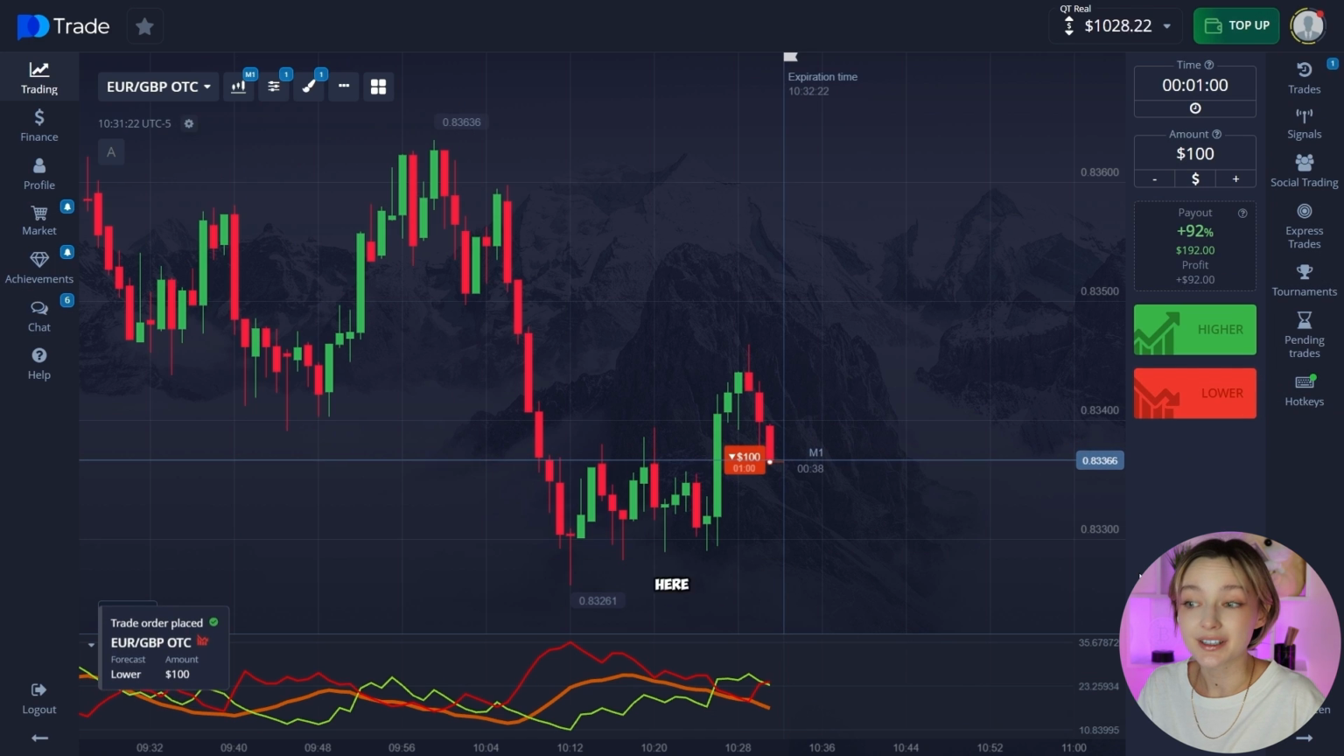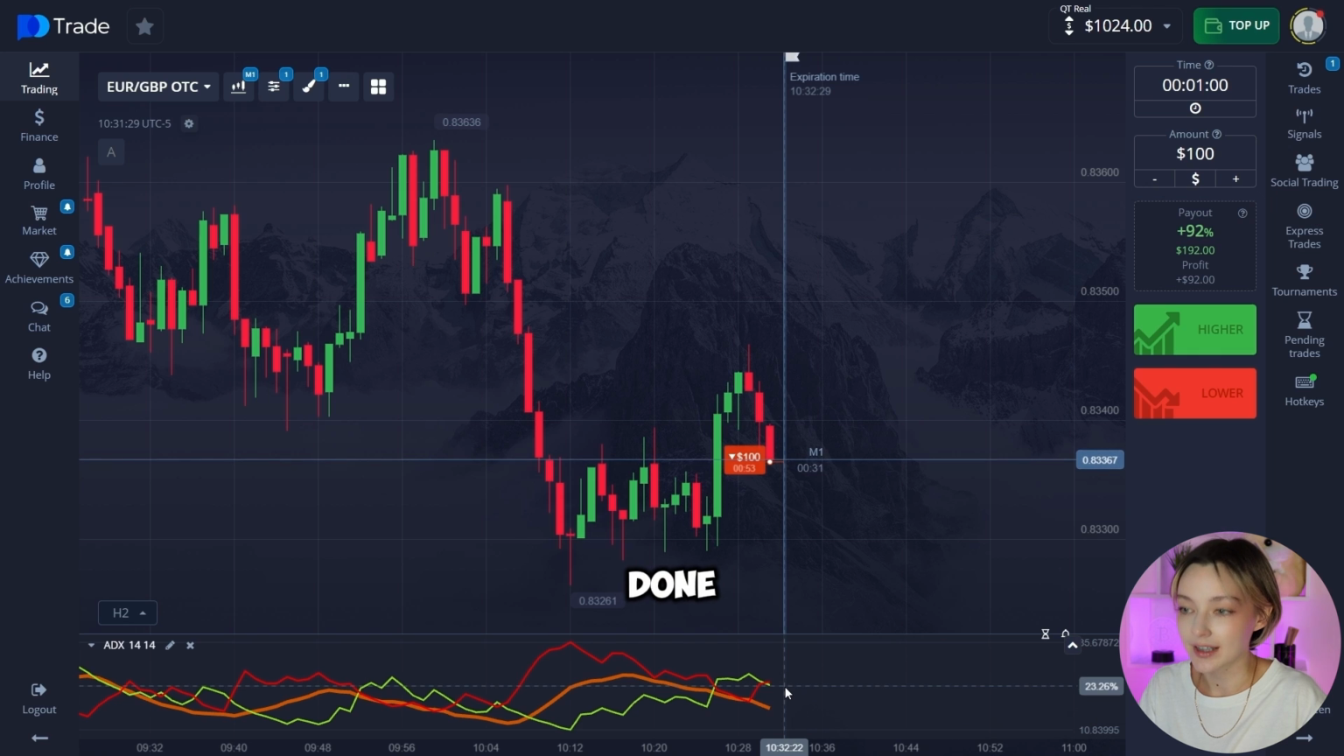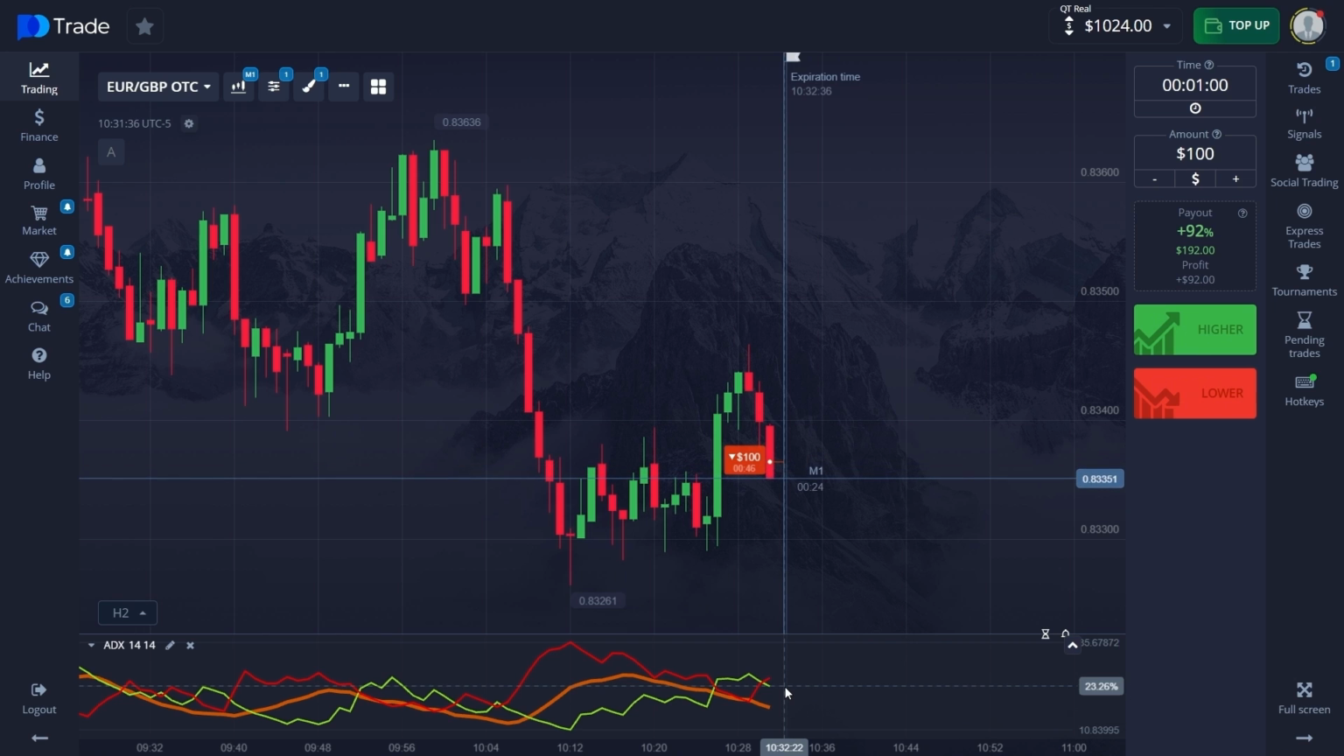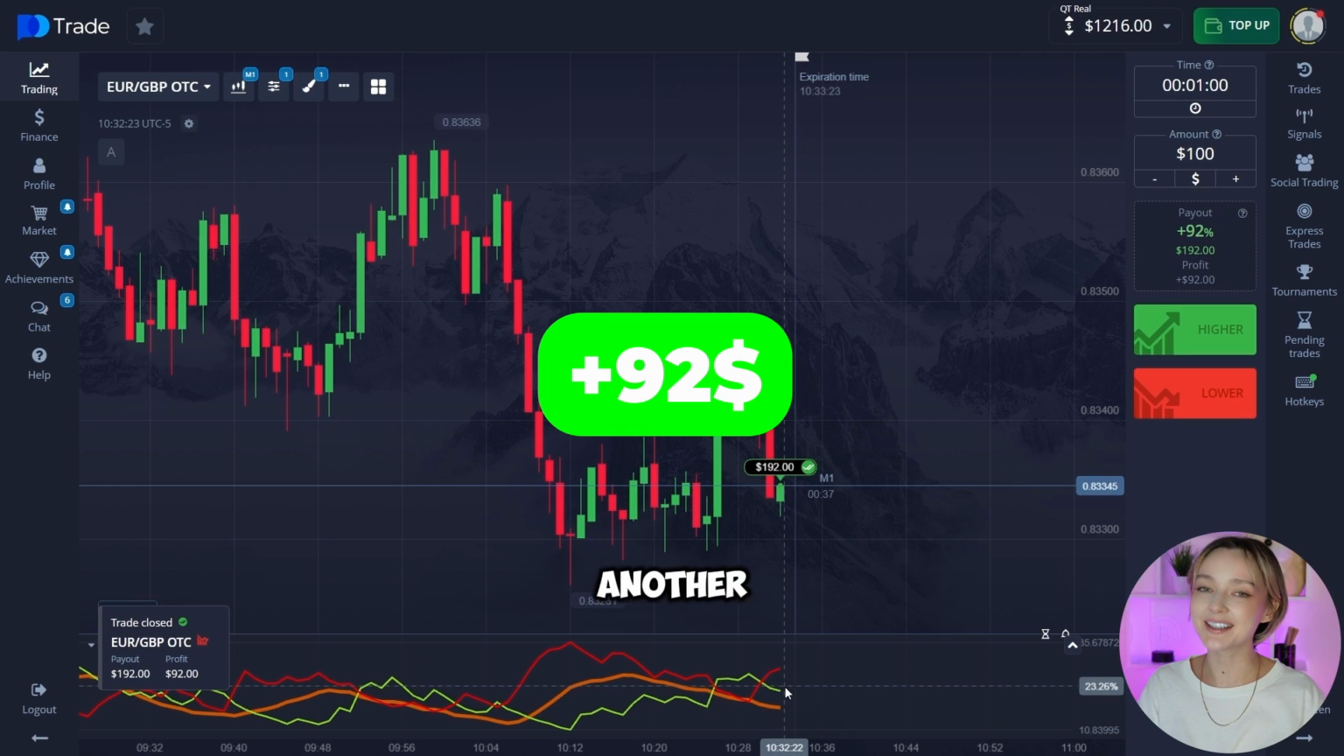Let's place a downward trade here. Yep, done. Basically, the red line crossed the green one. Volatility is lower than 30%, which is extremely low. And we've got yet another profit.